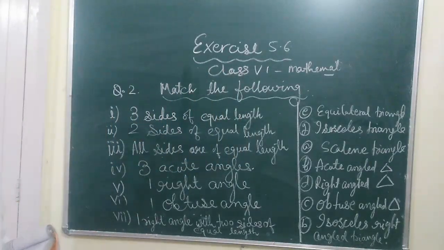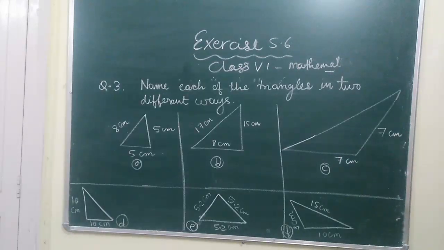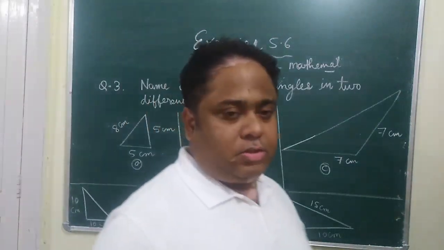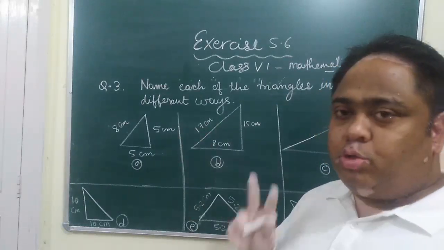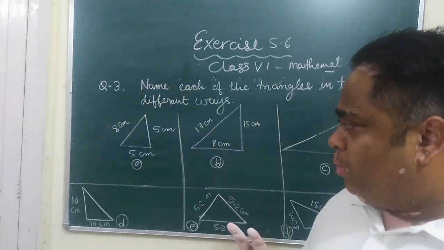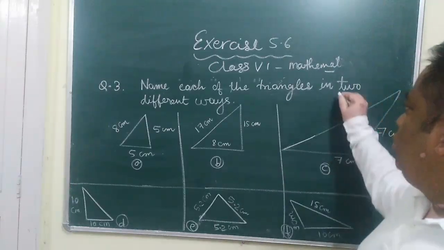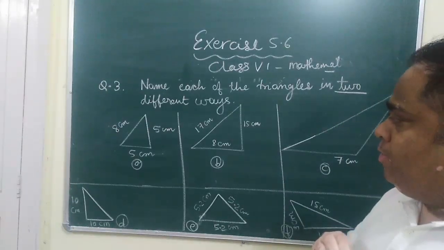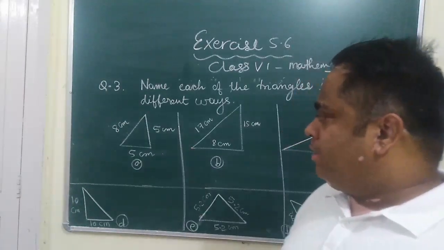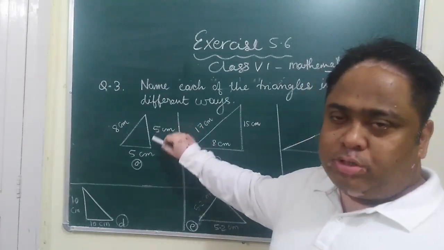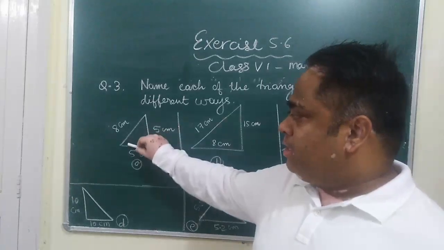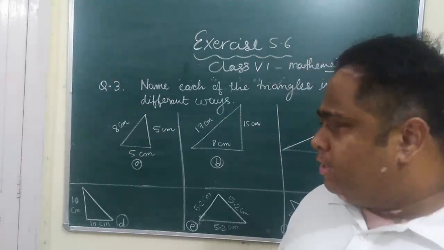Now we'll do question number 3. In this question number 3, each triangle has two properties. According to those two properties, we have to write two different names for each triangle. Like, let us see this triangle. This triangle has two sides same, so we'll call it as isosceles triangle, and all the angles are less than 90 degrees, so it is acute angle triangle.